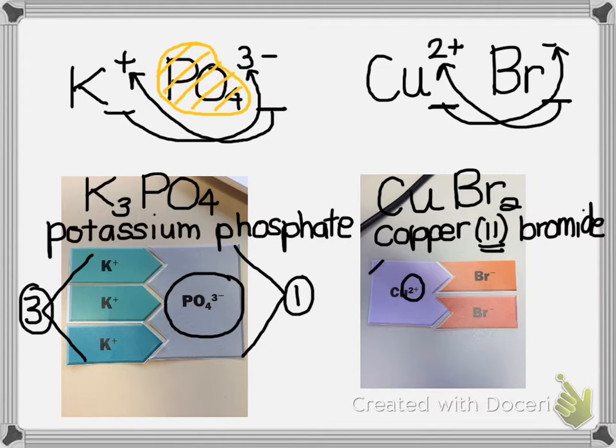And here's the puzzle pieces again, and really they're just to show you that to put this compound together, it would take 1 copper to balance with 2 bromides. Because remember, what we're trying to do is make sure when we add the charges together that they equal 0.